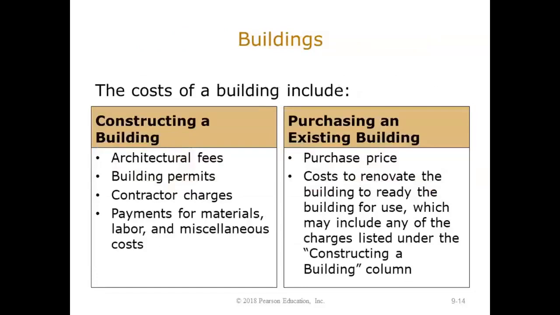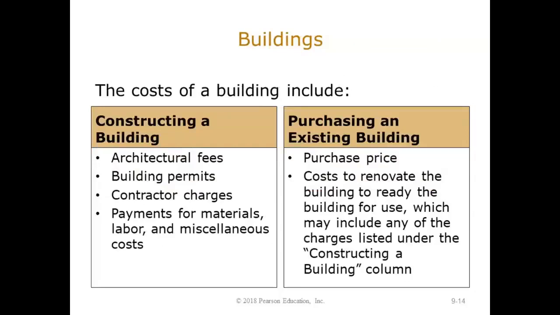Now, let's take a look at buildings. On the building side, there are two things we can do when we get a building. Number one, we can construct a building, or number two, we can purchase an existing building. If we're going to construct a building, we'll have architect fees, building permits, contractor charges, and payments for material, labor, and miscellaneous costs. That goes into constructing a building.